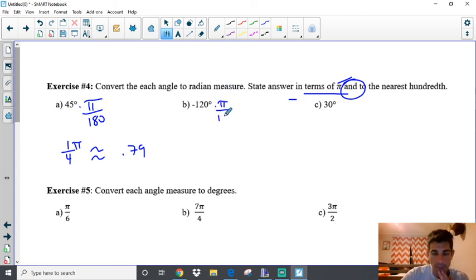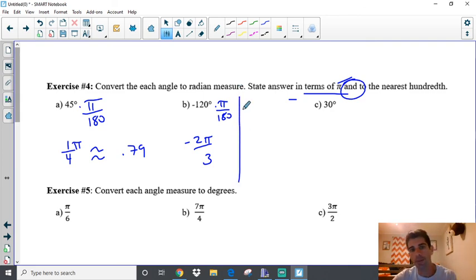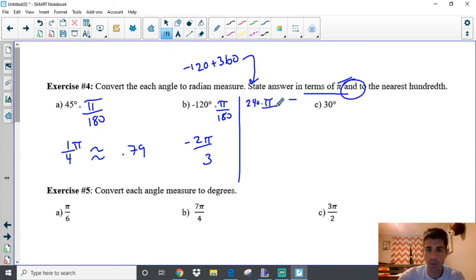Here, multiply that by pi over 180. That's going to become negative 2 pi over 3. Now, there are some people that say, oh, it should always be positive, and some people say, oh, it really doesn't matter. If you want to make it positive, remember, we can always do negative 120 plus 360. That's going to give you 240 times pi over 180. And so the positive answer to that would be 4 pi over 3. So technically these are the same things, just measuring in different directions. Okay, and this would be approximately negative 2.09.